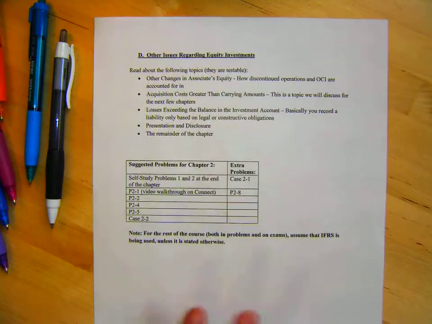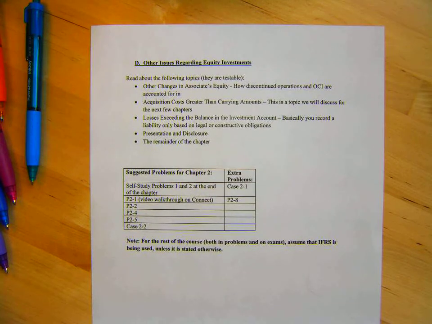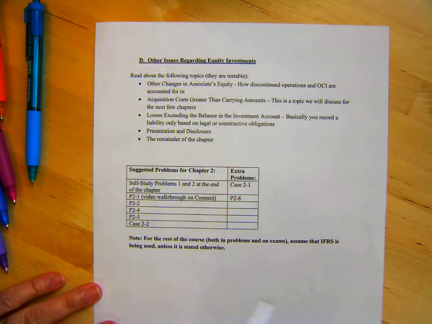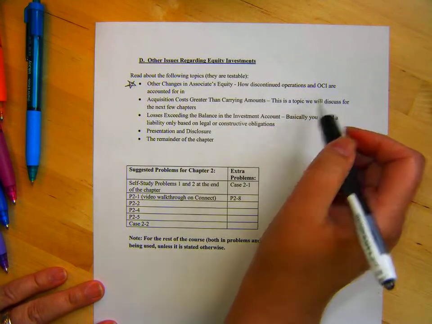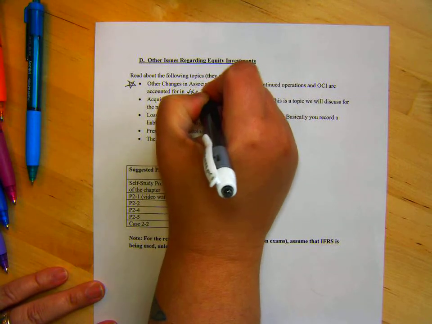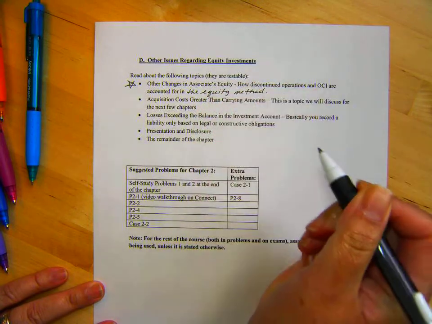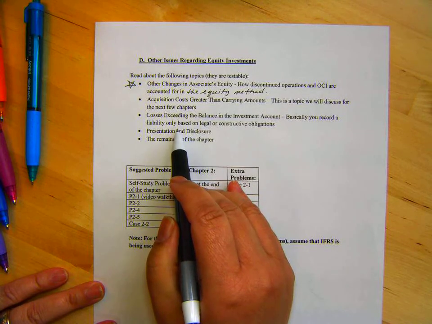Okay, on page 9, we've now finished fair value through profit and loss to equity and backwards. So the last little sections I just want to draw your attention to. Read about that. Oh, and that's in the equity method. Acquisition cost, that's something we're going to talk about in the next few chapters.